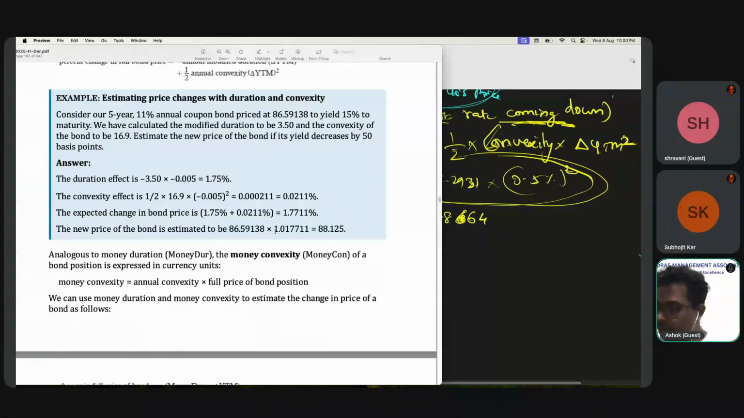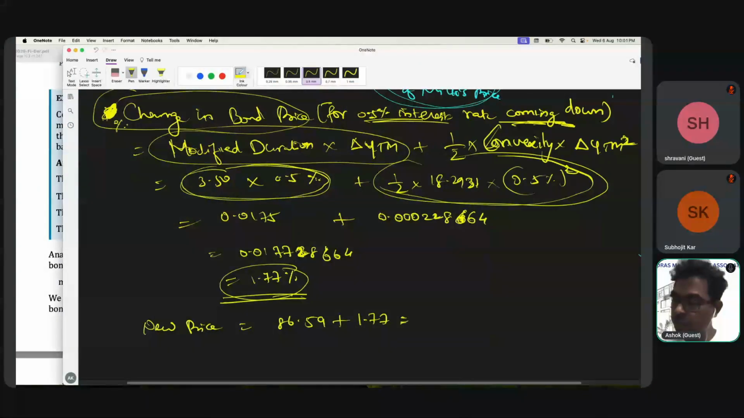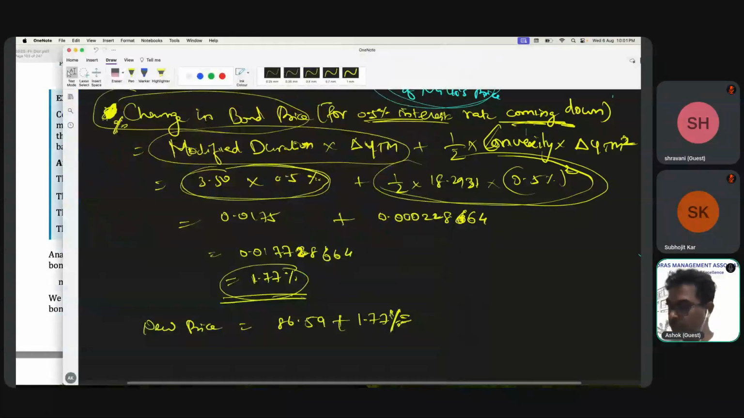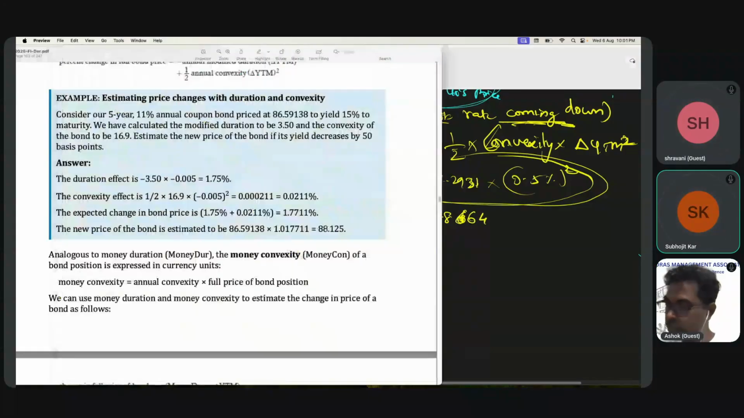Percentage multiplied by this 86. Achha, no, this is percentage only. Yeah. Now you calculate 86.59 plus 1.77 percentage. Percentage only. So 87.603103, which is here.